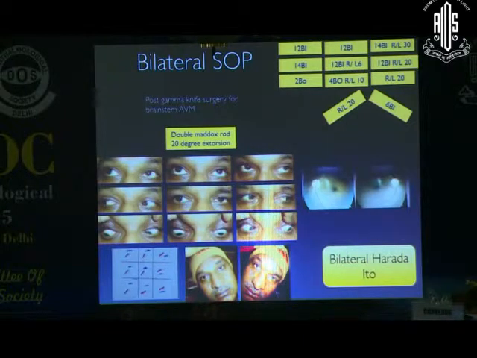So the clinching point was when we did a double Maddox rod, we found there was 20 degrees of extorsion. That tells you that you are dealing with a bilateral superior oblique palsy rather than a unilateral. So you have to do a bilateral Harada-Ito procedure. V-esotropia was also treated in this patient.